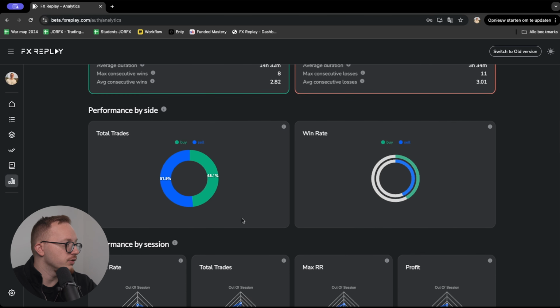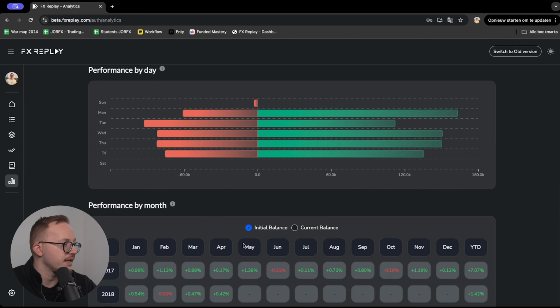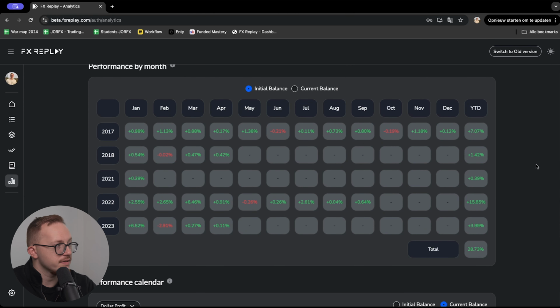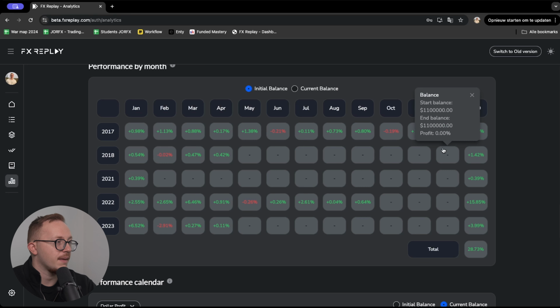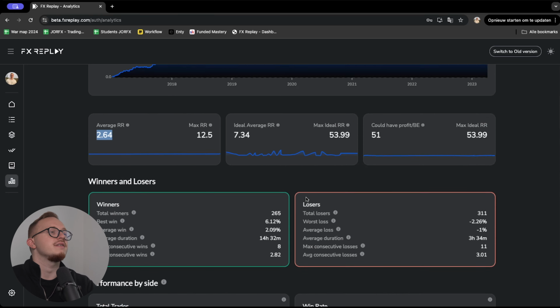Then the win rate, the total trades, basically all of your sessions, the performance by time, the performance by day, and then the performance by month over all of these years. Like I said, I've deleted a lot of sessions, so there's a lot of data missing, but it's definitely something I will be ramping up again, as I just love this gamification, right?